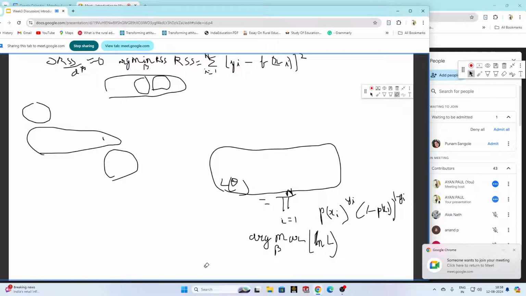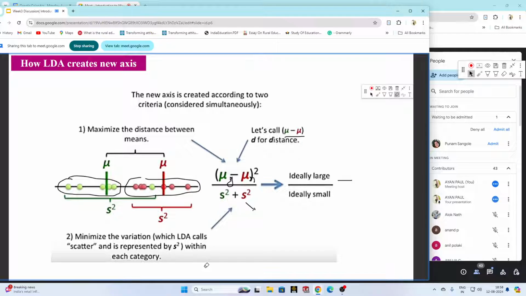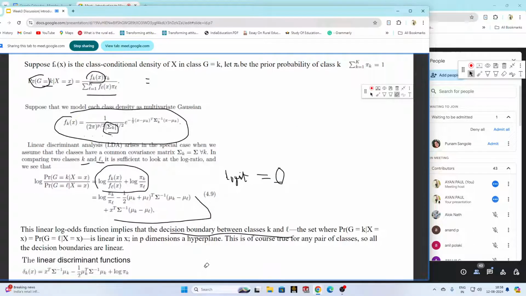Sir, can you show the last equation? Yes, sir. Why are we taking the ratio in LDA? Can you please repeat that again? For the logic, why are we taking the ratio?